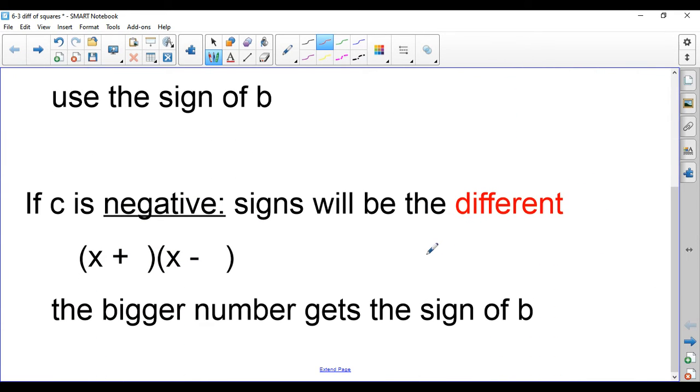If the c was negative, if we're going to multiply to a negative, I need a positive times a negative, so the signs were different. And then the bigger number got the sign of b. When we add things with opposite signs, we take the difference and give it the sign of the larger number. It's kind of a shortcut way of looking at what we've been doing with the factoring the last couple of weeks.